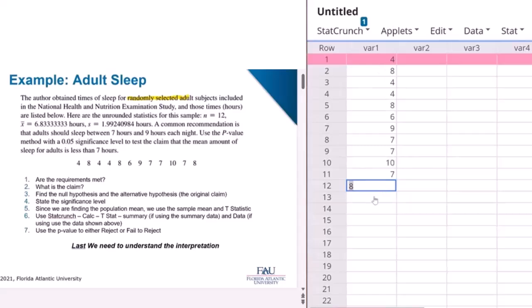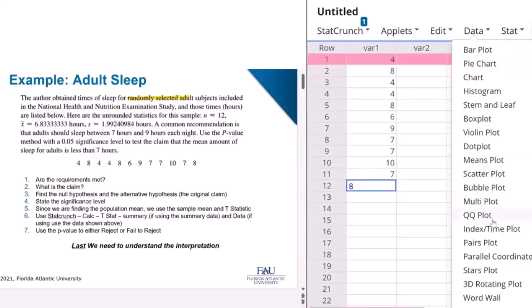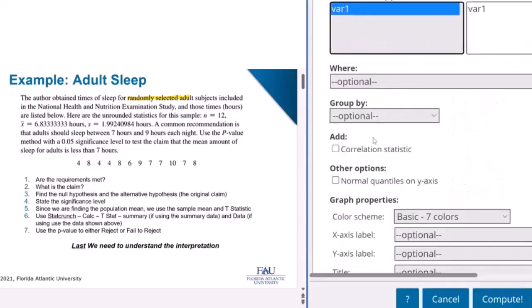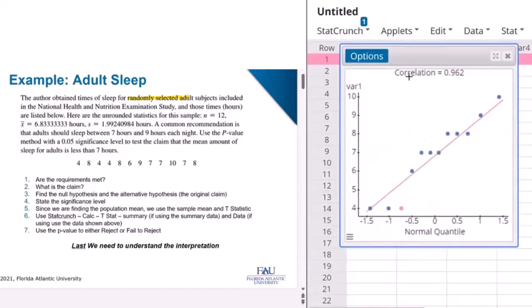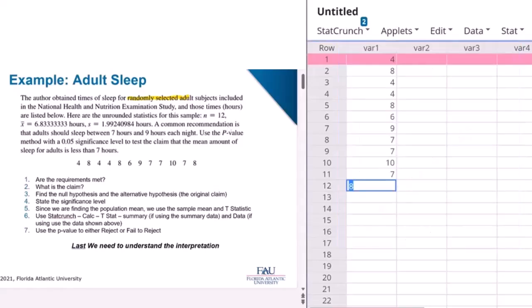I already inputted the data here, and I'm going to go to Graph, QQ plot, select the variable, add this correlation statistic, compute. The closer this correlation number gets to 1, the better my correlation is with a normally distributed population. Because it's 0.962, we're going to assume that this is a normal curve. The requirements are met.